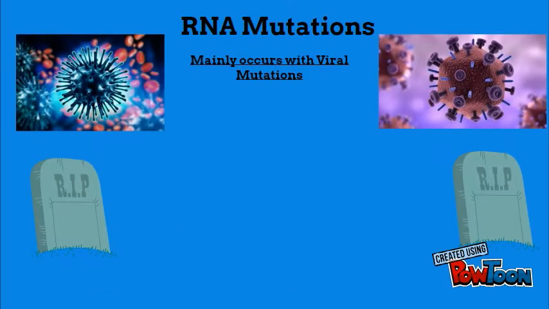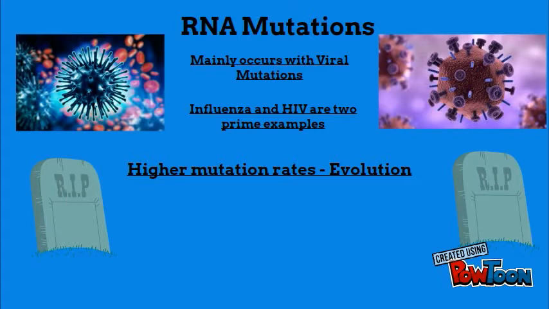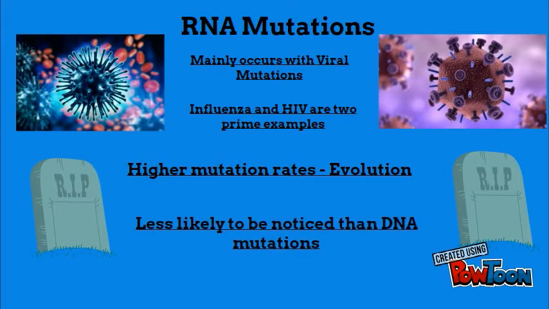RNA mutations usually occur with viruses. The influenza virus and HIV virus are the 2 most well-known examples. RNA genomes have much higher mutation rates. This is so that viruses can evolve. They are less likely to be noticed than DNA mutations. This is due to the base uracil, which does not occur in DNA.